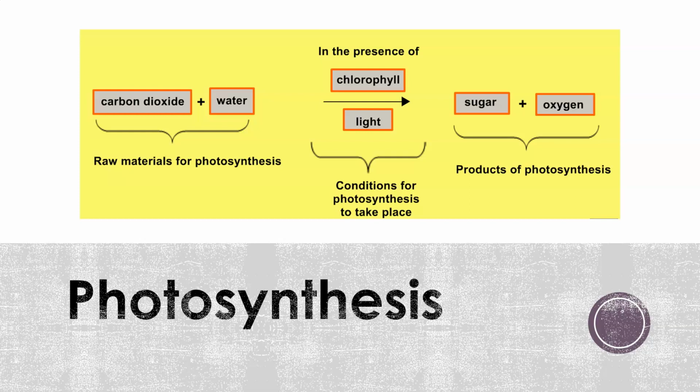Now, the reaction of photosynthesis will only occur in the presence of chlorophyll and light. So both of those factors need to be present for photosynthesis to occur. Then our two products of photosynthesis are the sugar and oxygen.